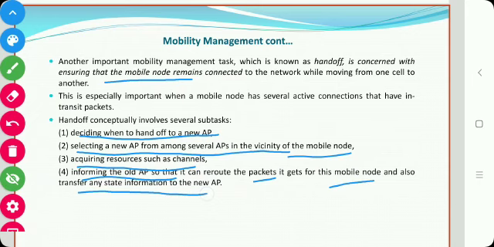So this is regarding location management. Location management assists in establishing a new connection to a mobile node, whereas handoff ensures that the mobile node remains connected to the network.